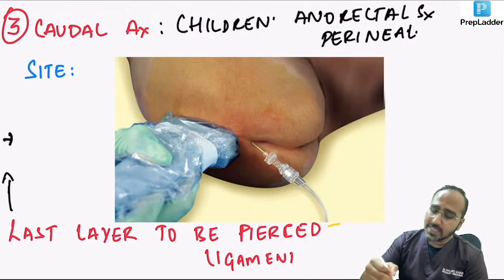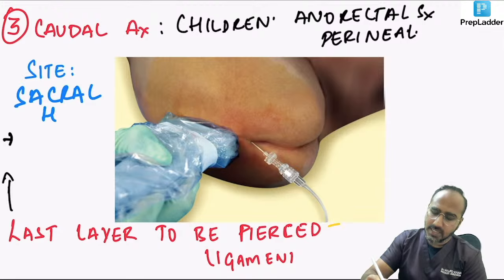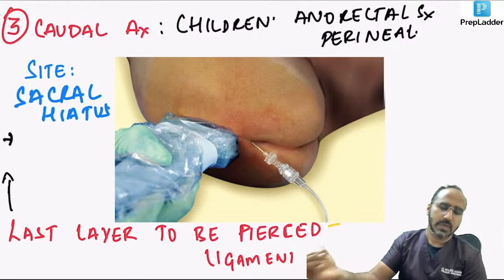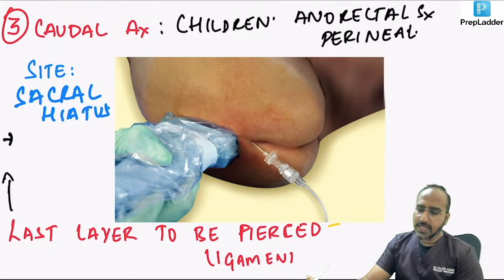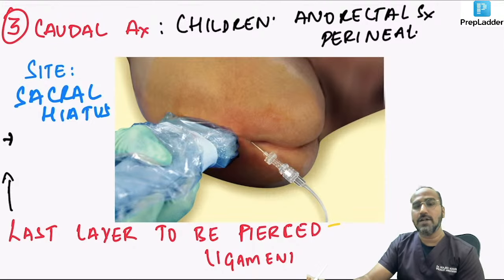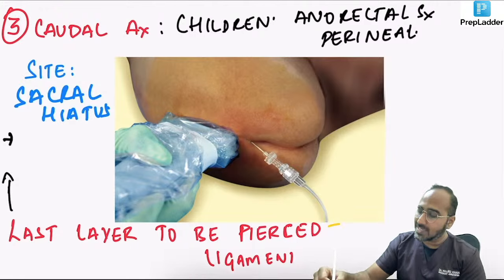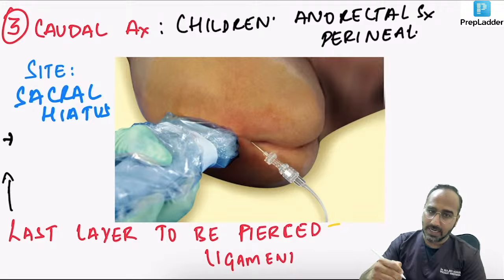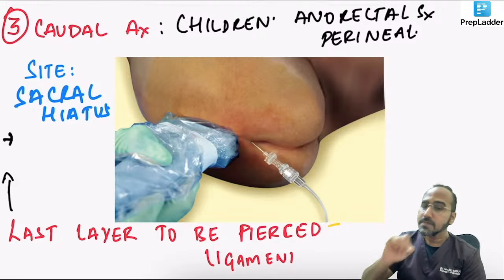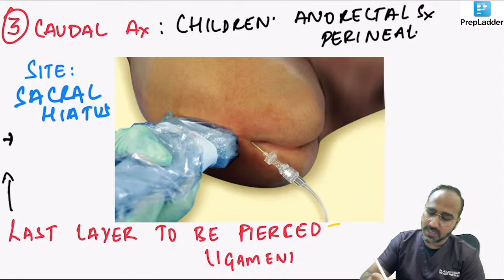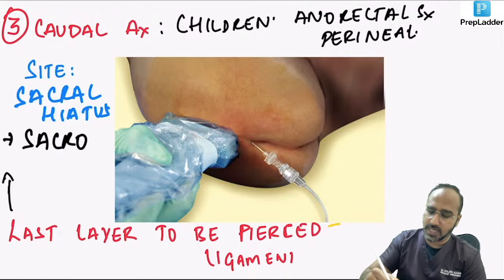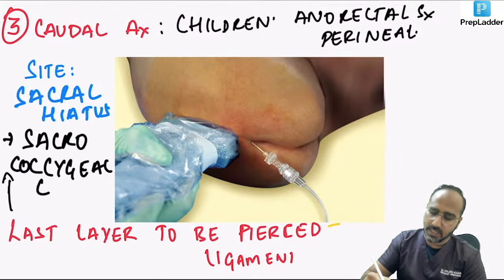Okay, so guys, what is the site over here? It is the sacral hiatus. Caudal anesthesia is given at the level of sacral hiatus. In caudal anesthesia, what we need to remember is the last layer to be pierced as your needle is passing through the skin. The last layer to be pierced is the sacrococcygeal ligament.